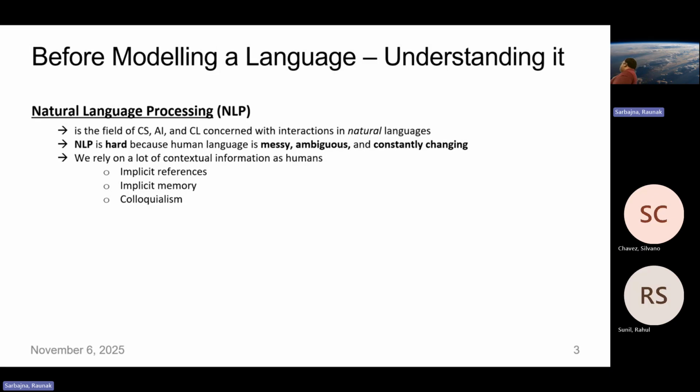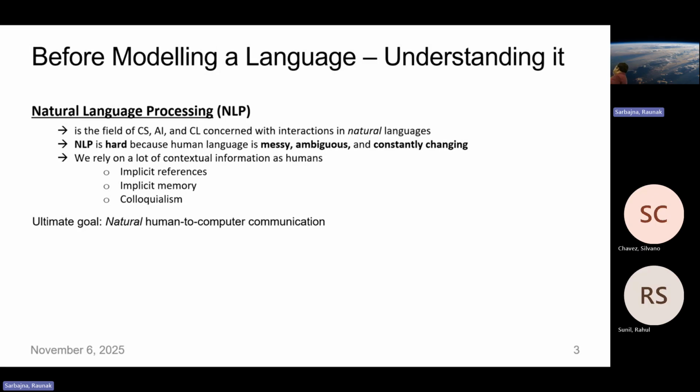Humans rely on lots of implicit references, memory, colloquialisms that are not easily understandable without giving a model extreme amounts of data, right? So for a model to understand everything thoroughly, it has to understand everything about the world, which is fundamentally fairly difficult, right? So the ultimate goal of any of this was very natural interaction between humans and computers, so that humans can communicate with other humans much more easily if we are able to communicate with computers easily.